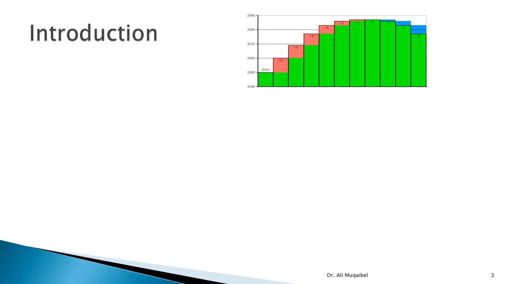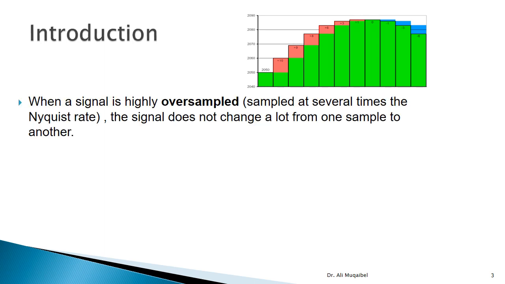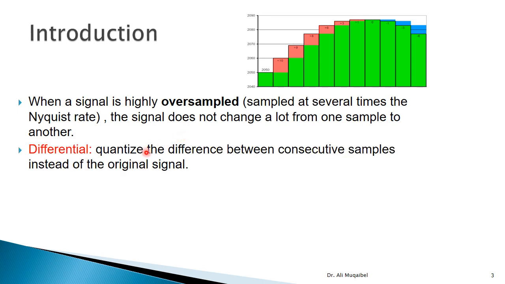Alright, so when a signal is highly oversampled, which means we are sampling much above Nyquist rate, the signal will not change a lot from one sample to another. So basically, when a signal is oversampled, when we have many samples, we expect the values to be very close to each other as we move from one sample to another. Now, we can use this fact and just look at the difference between every sample and the other.